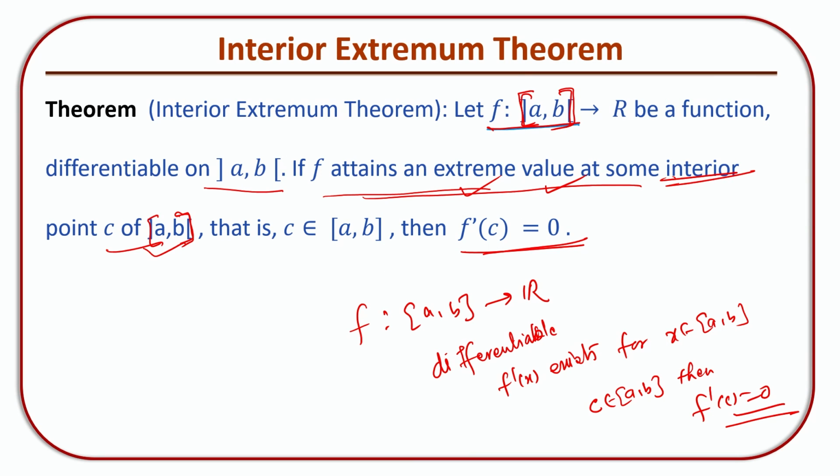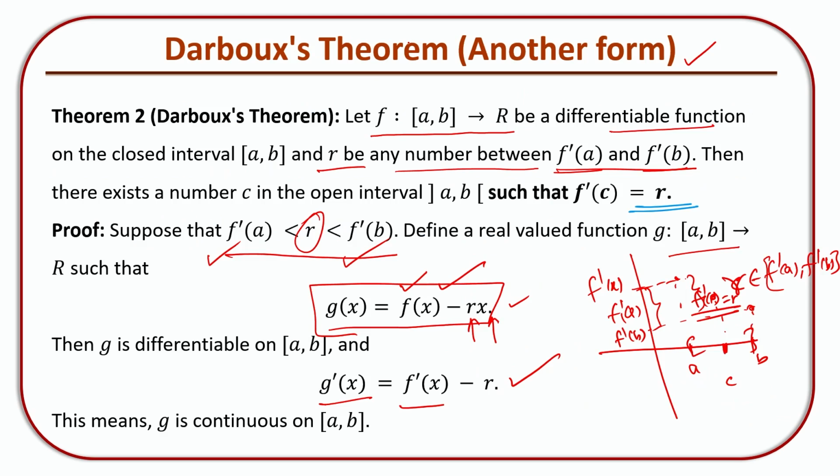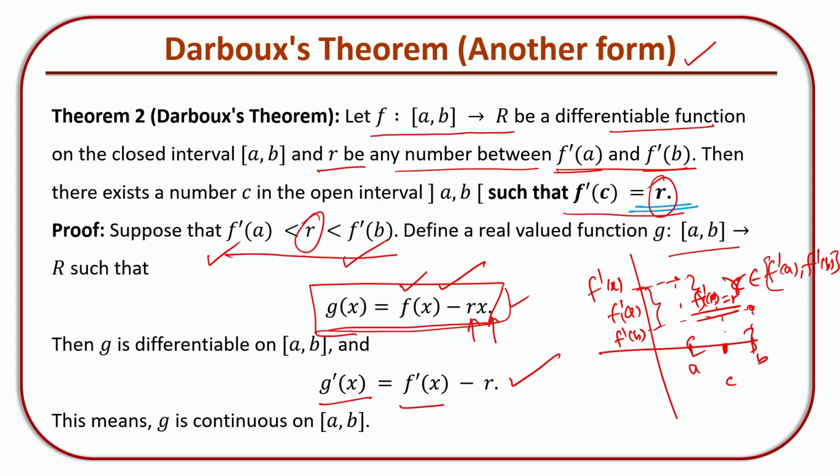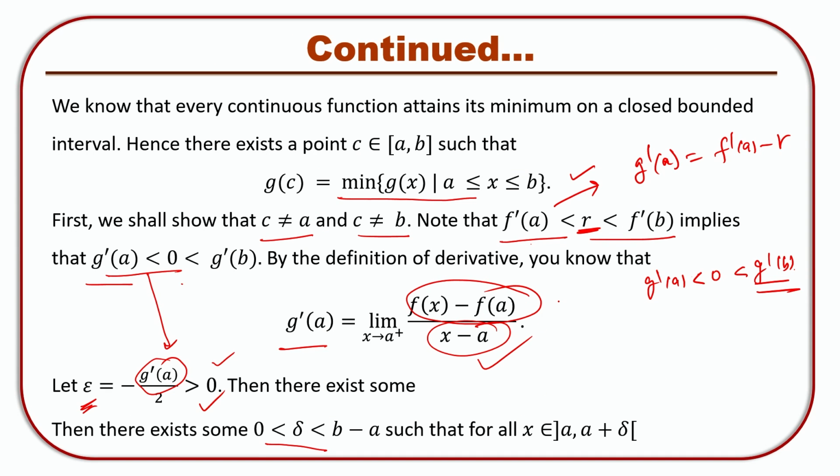Similarly, in the next theorem, we had used the interior-extremum theorem, and then we have shown that f'(c) is equal to r if you are taking r between f'(a) and f'(b). To prove this one, we had constructed a function g(x) equal to f(x) minus r x. So g'(x) becomes a differentiable function, and that's equal to f'(x) minus r, and using the previous one, g'(x) equal to 0 will give you f'(x) equal to r, and that's what the proof needed here, right?